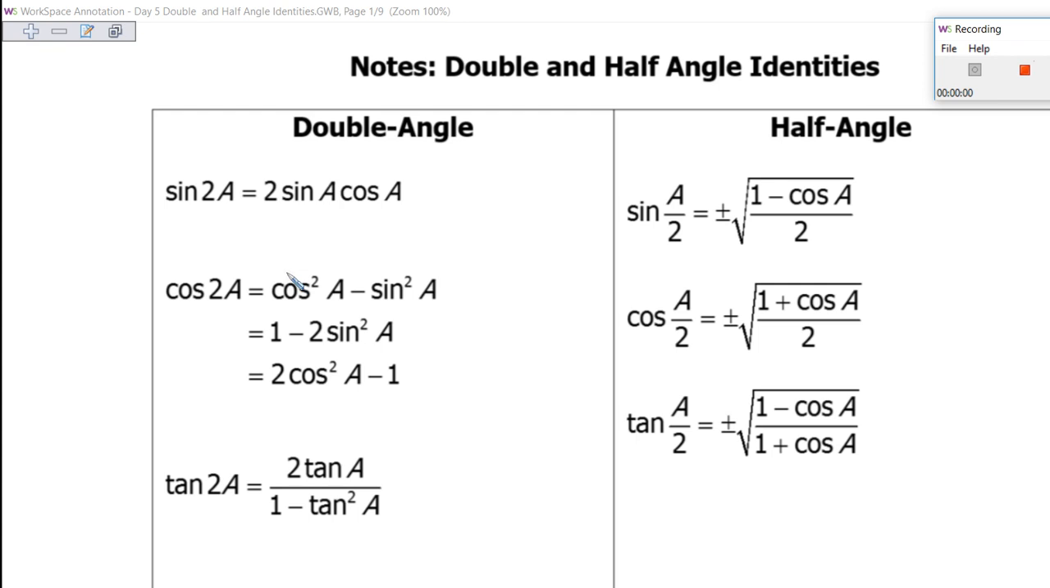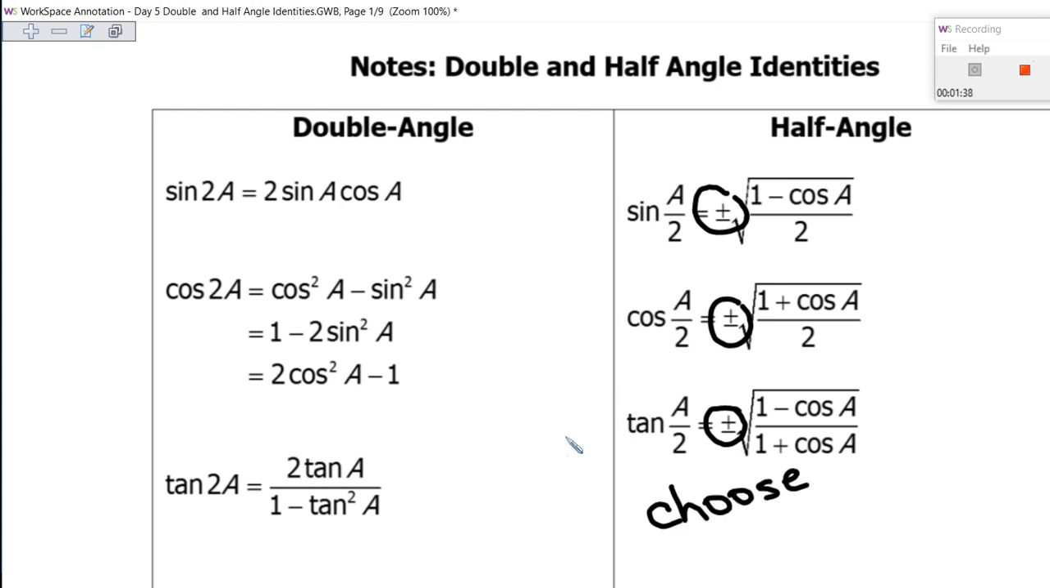Now in that second column we have the half angle identity. And if you notice, all of the angle A's are being what? They're being halved. They're being divided by 2. And notice all of these formulas have a square root. They also have a plus or minus, because remember, when you take a square root, you can have a positive solution as well as a negative solution. But when we're writing our answers today, you're not going to have the plus or minus. You're only going to have one of them, and you'll have to choose which one you have to use.